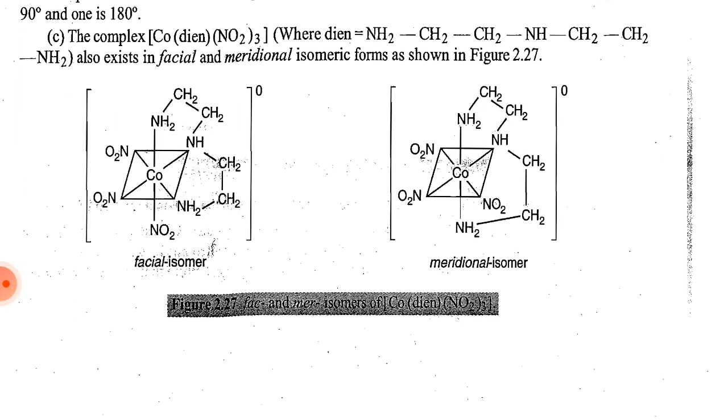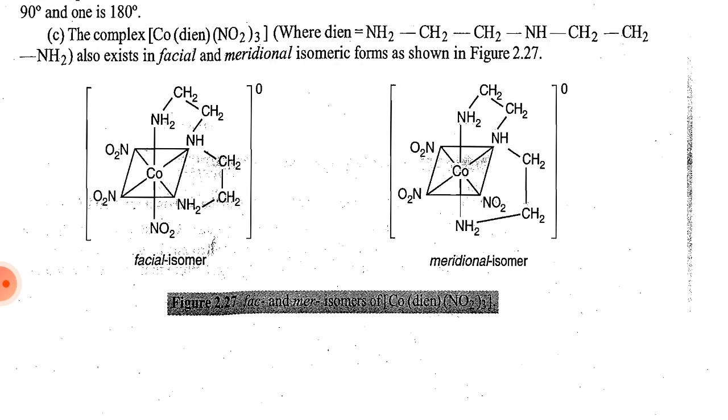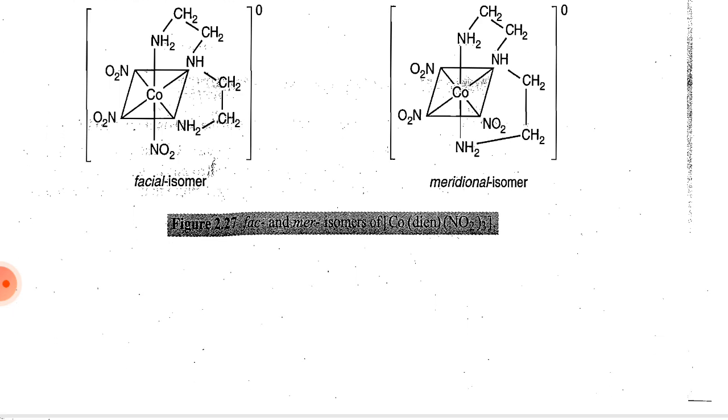The complex Co(dien)(NO2)3, where dien is diethylenetriamine, NH2CH2CH2NHCH2CH2NH2. Here in the facial isomer the donors are adjacent to each other, and the NH2-Co-NH2 angle shows 90 degrees, but in the meridional isomer NH2-Co-NH2 shows two different bond angles, 90 degrees and 180 degrees. So meridional is the trans isomer, facial is the cis isomer.